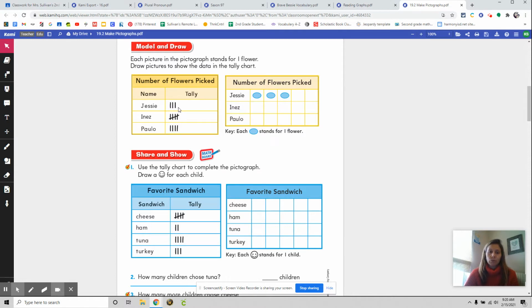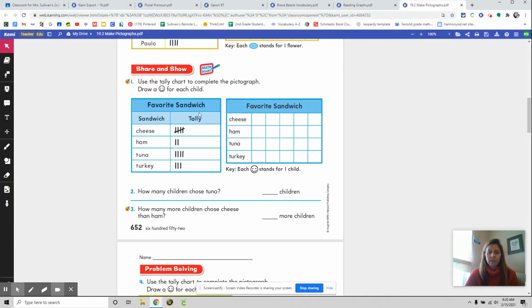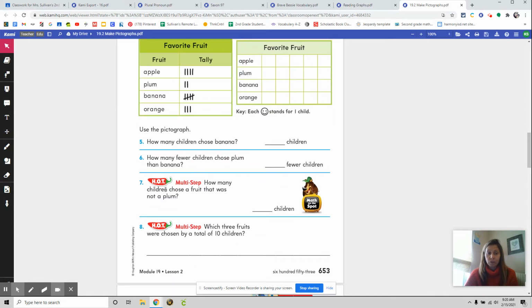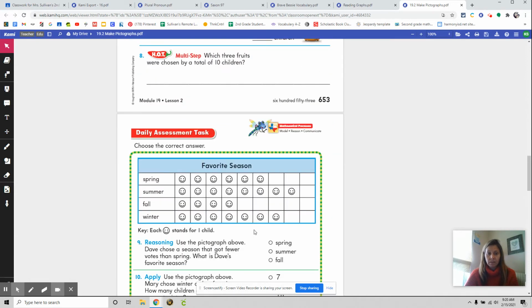So if Jesse has 3 flowers, there's the 3 ovals. So how many would you draw for Inez? That's right, 5. So you would need 1, 2, 3, 4, 5 ovals there. Okay, I would like you to read all of these pictographs, draw your own symbols inside, and then be sure to answer each question. You're going to do every single problem, including the hot multi-step problem.